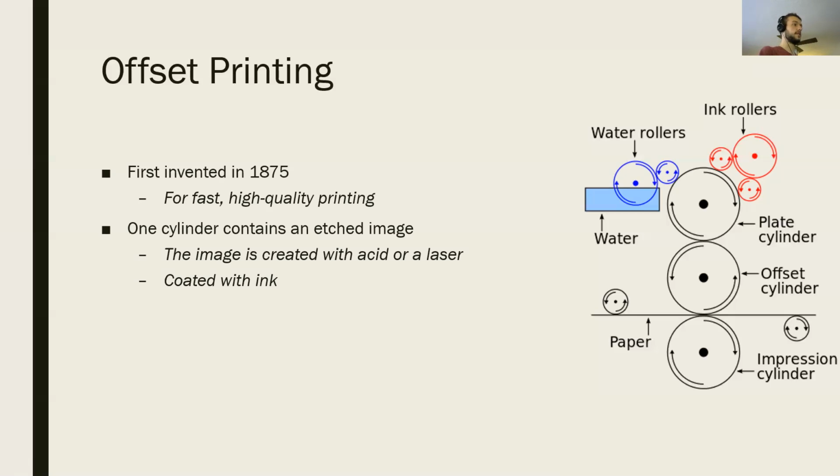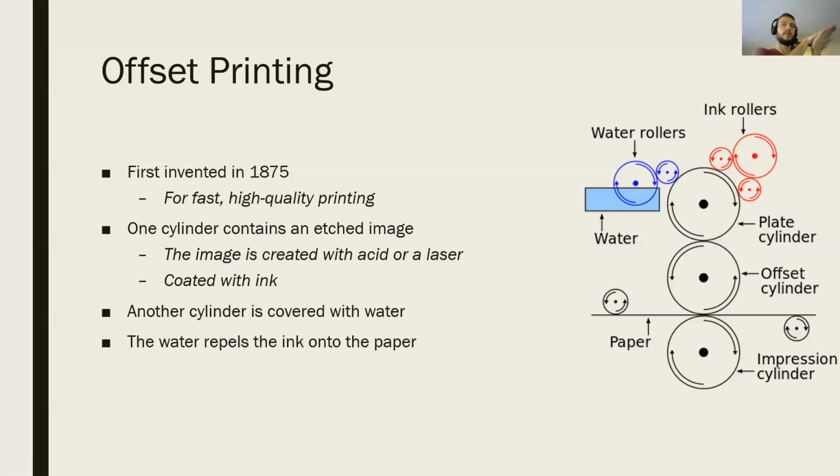Then the cylinder is coated with ink, and another cylinder is coated with water. So then the image will transfer onto the cylinder with water, but it won't stick to that cylinder because it's wet. There's a layer of water on it, so that repels it right onto the paper. And this kind of printing is used especially for newspapers and especially higher quality documents such as brochures and books and things like that.